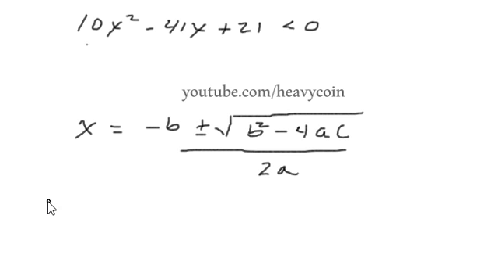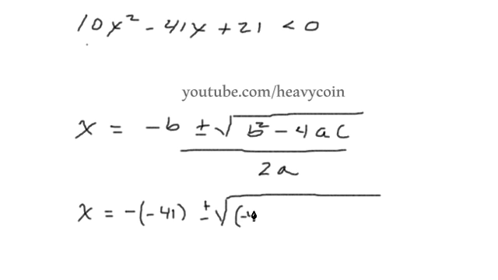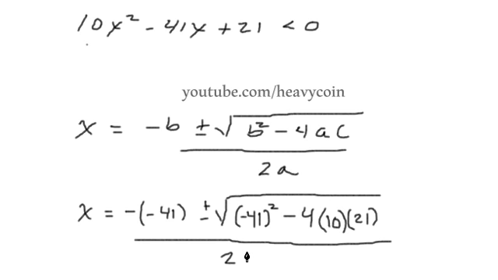So let's just do that. I'm going to have x is equal to negative b, and b is negative 41, so let's start with parentheses. And it's plus or minus the square root of negative 41 squared minus 4. A is 10. And C is 21. Right, and it's all over 2 times 10.